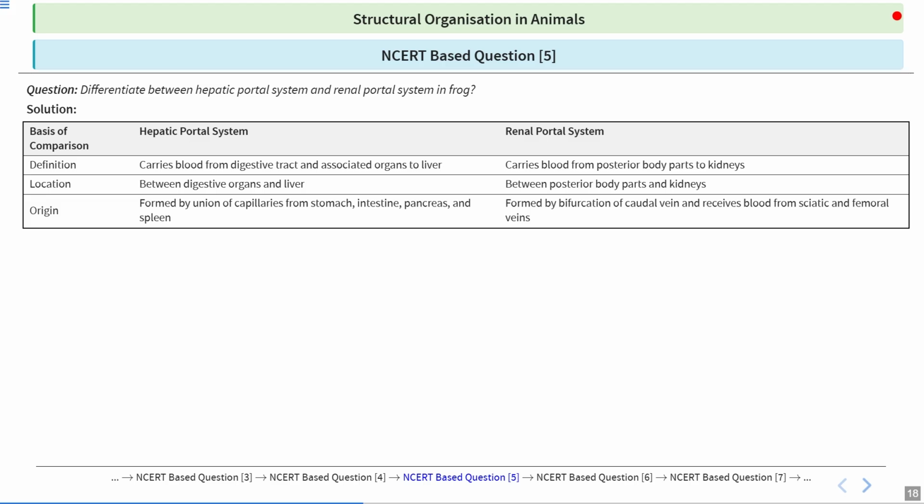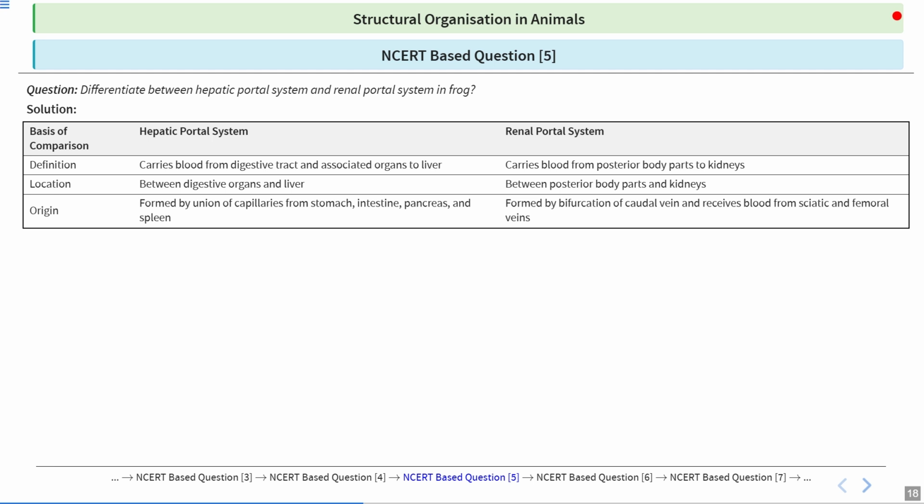And the definition of the renal portal system. Whenever you hear this term renal, it is related to the kidney, right? So now let us see the definition of this renal portal system. It carries blood from the posterior body parts to the kidney. What are the posterior body parts? Posterior body parts can be the lower back, our legs in case of human, and in the case of frog, that is the hind legs, right?